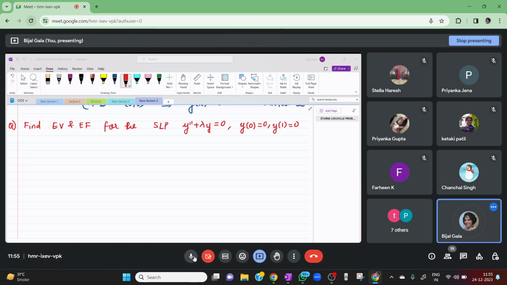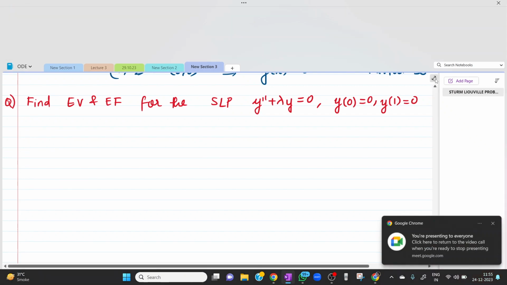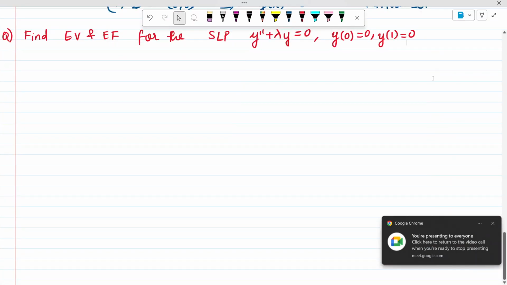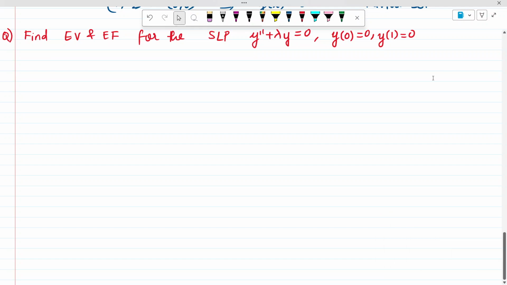Is it done? Or do you require my help? Ma'am, in first case, eigenvector is n square pi square. Eigenvector नहीं, eigenvalue की बात कर रहे हो आप शायद. Yes, eigenvalue. An eigenvector is C2 sin n pi x. Is it correct? It's absolutely correct. Okay. Yeah, very good. Eigenvalues are n square pi square, where you take lambda greater than 0.